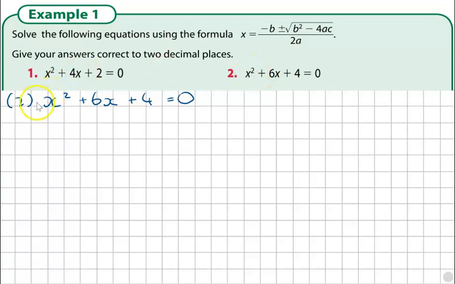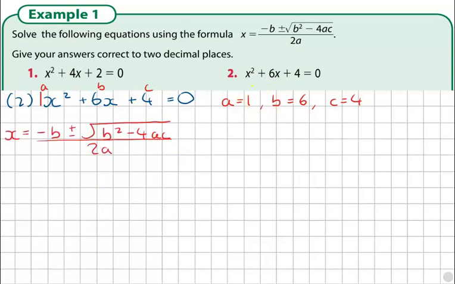So number 2 is x squared plus 6x plus 4 is equal to 0. I want to solve this and I want my solutions correct to 2 decimal places. So I add in my invisible 1. I label A, B and C. So A is equal to 1, B is equal to 6 and C is equal to 4. Again, remember you don't ever put any x's into the quadratic formula.